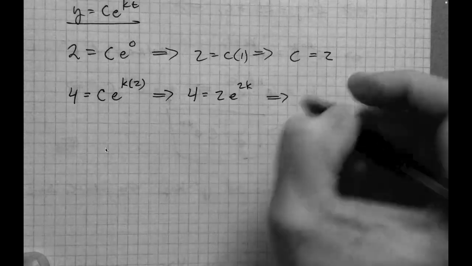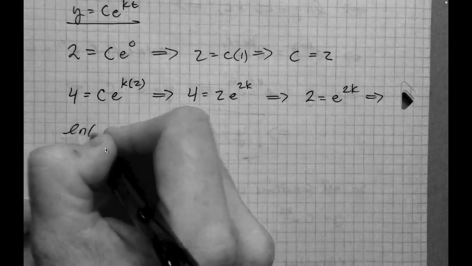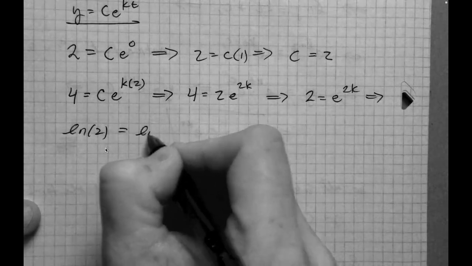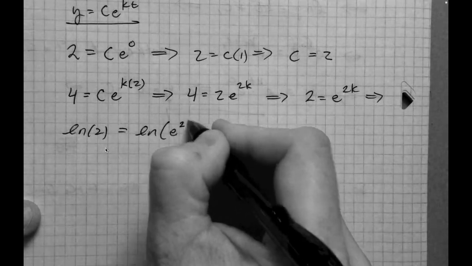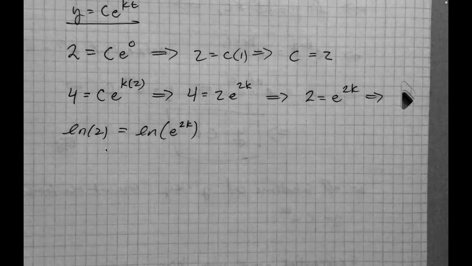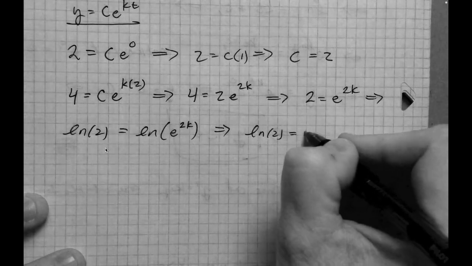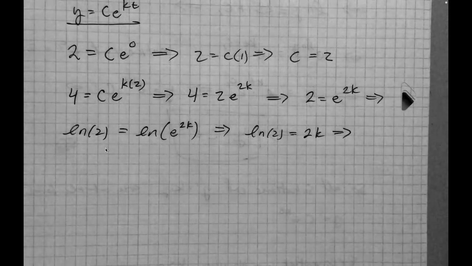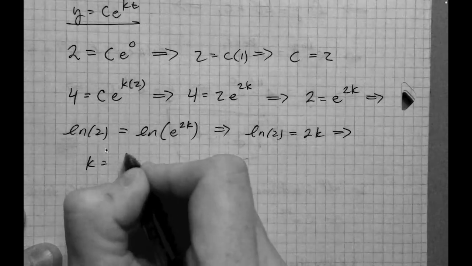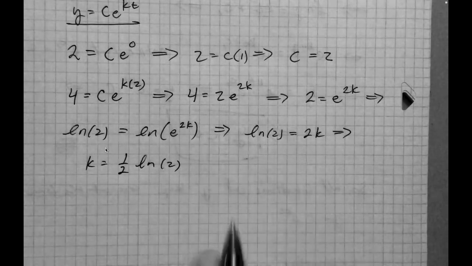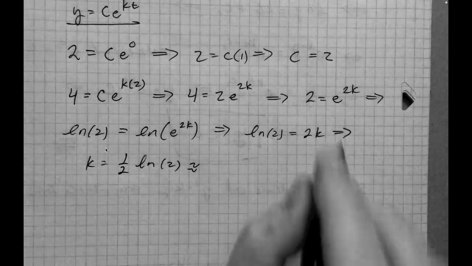First, let's divide out the 2, I guess. So 2 equals e to the 2k. Then let's take the natural log of both sides. So the natural log of 2 is equal to the natural log of e to the 2k. And so that means the natural log of 2 is equal to 2k, and therefore k is equal to 1/2 times the natural log of 2, which has an approximate value of 0.347.